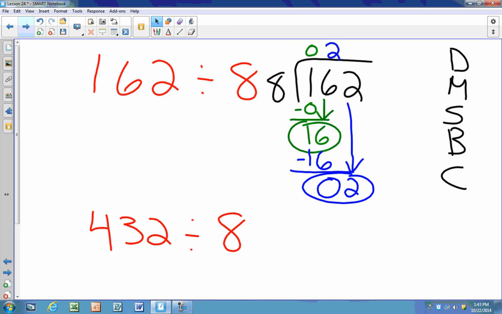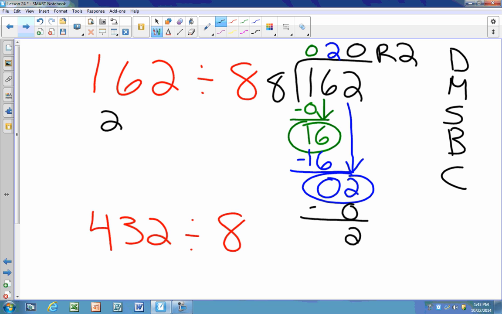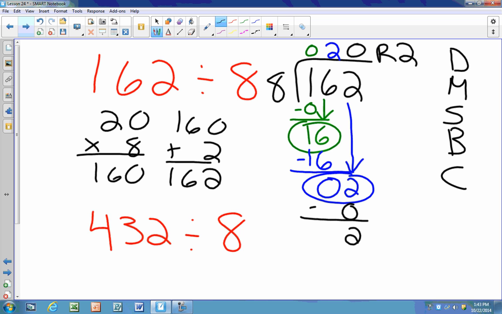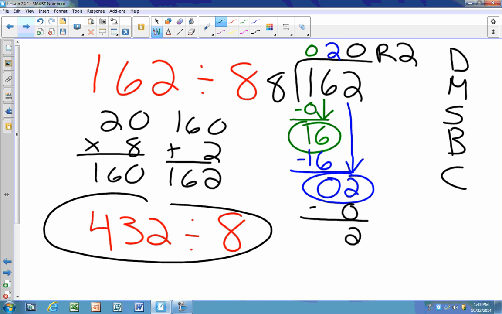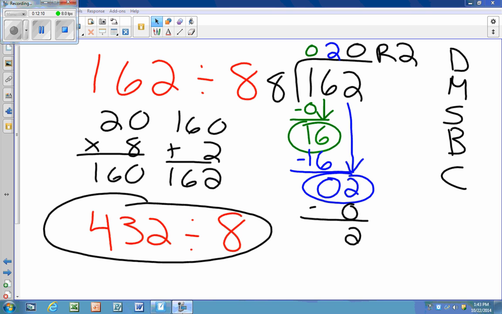Now I'm asking again, how many times can 8 go into 2? 8 can go into 2 0 times. 0 times 8 is 0. 2 minus 0 is 2. So I have 20, remainder 2. So I check it, and I have 20 times 8, which is 160. And 160 plus 2 is 162. This problem on the bottom of 432 divided by 8, you can give that a try on your own. And that is how you use division using the compact method or the standard algorithm.